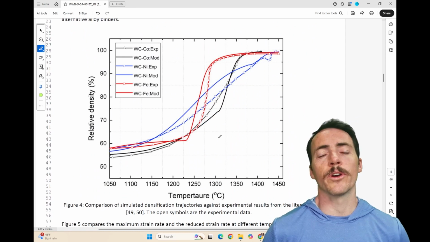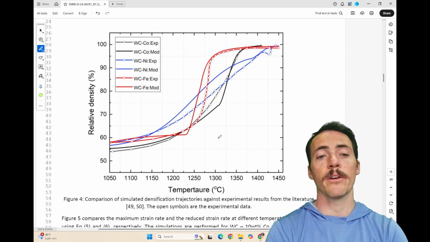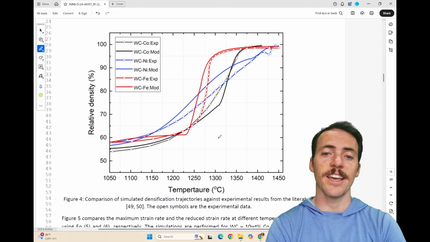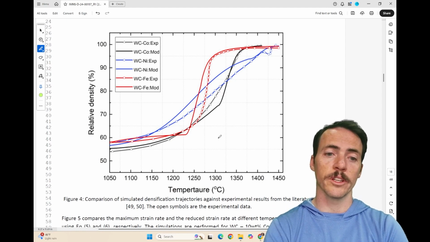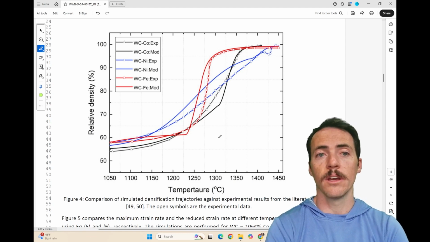So they put this to work, and what they find can be summarized here in this figure, right? What you're seeing here is a comparison of the simulated densification trajectories against actual experimental results from literature. So you can see how well these actually track for, say, nickel-based or iron-based materials that's going to help them try and find new materials.